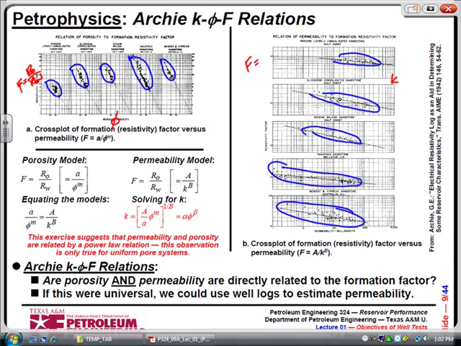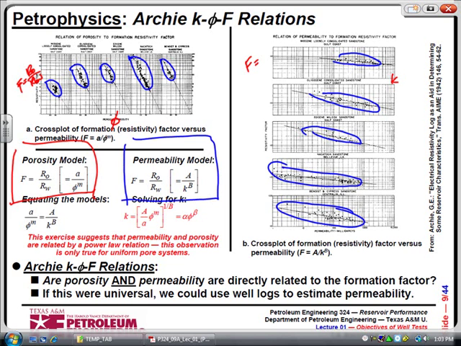So one could conclude that, in fact, resistivity is governed by porosity. We're not solving for porosity, we're measuring resistivity. So this relationship that we're seeing given to us from Archie appears to be competent. Now, what about the permeability model? Well, the permeability model says that the formation factor is related to the inverse of permeability.